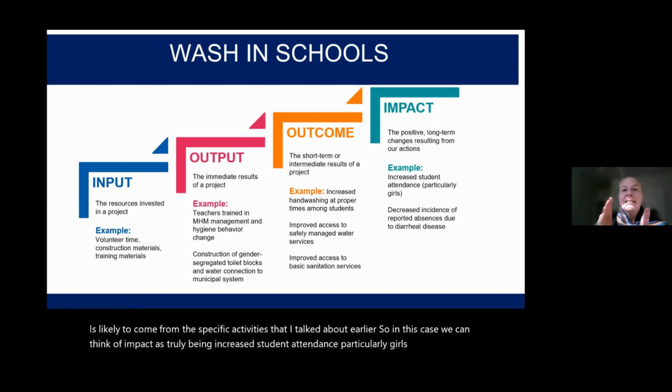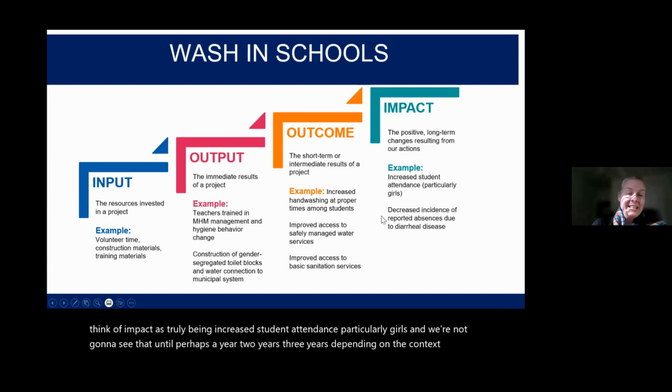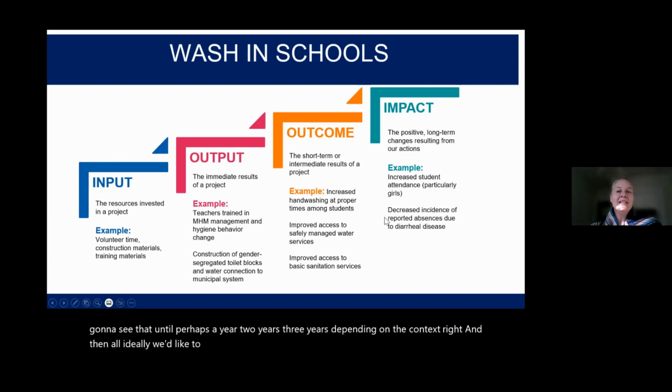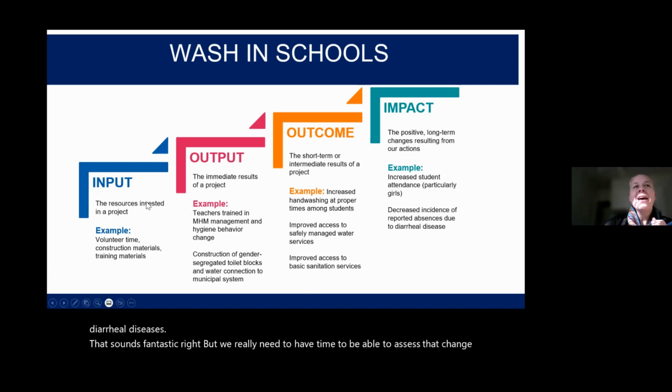And we're not going to see that until perhaps a year, 2 years, 3 years, depending on the context, right? And then ideally, we'd like to see a decreased incidence of reported absences due to diarrheal diseases. That sounds fantastic, right? But we really need to have time to be able to assess that change.